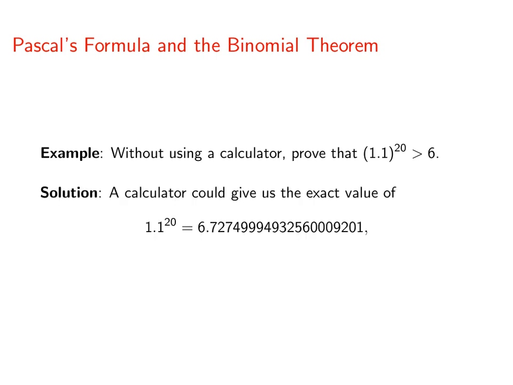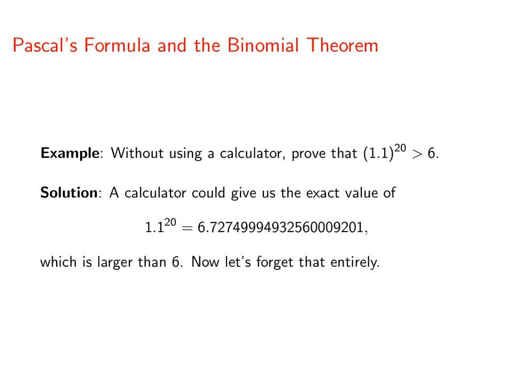Now, if you actually used your calculator, which we're not going to do in this problem, you would get an exact value. 1.1 to the 20th power is equal to this expression, 6.7 and change. And this is actually exact. And of course, the number that we end up with here is larger than 6. So with a calculator, we're done. But now let's apply the power of mathematics to prove this without using a calculator.